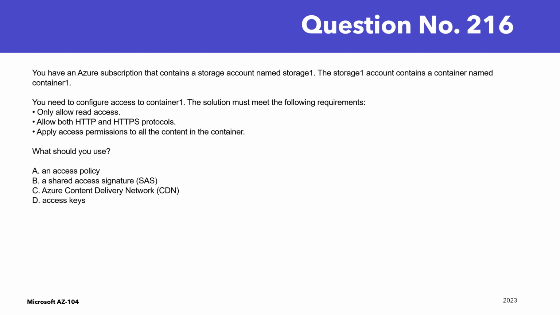What should you use? A. An access policy. B. A shared access signature, SAS. C. Azure Content Delivery Network, CDN. D. Access keys. Correct answer: B.